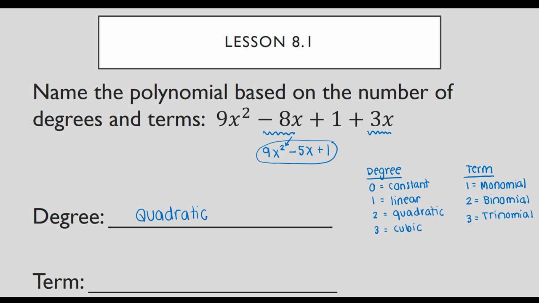You count up terms by looking at what gets broken up by addition and subtraction signs. Notice that 9x squared is 1 term. Negative 5x is a second term because it's different than the squared term. And then 1 is different than the other ones because we're dealing with no variables at all. So we have 3 terms, which makes it a trinomial. So hopefully that vocab is coming back to you.